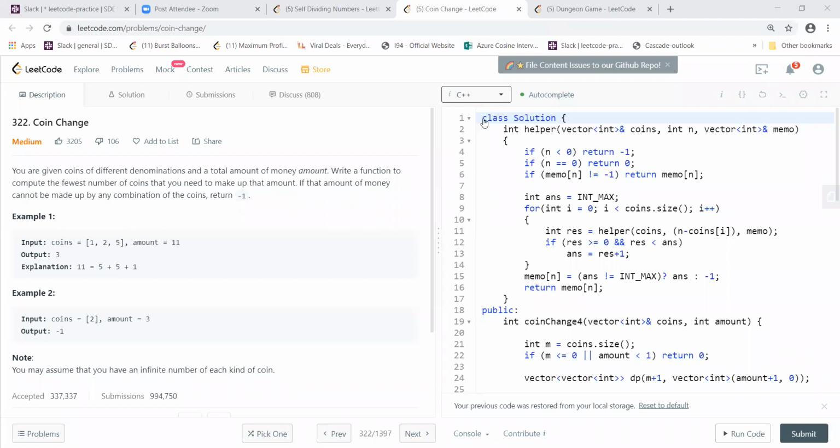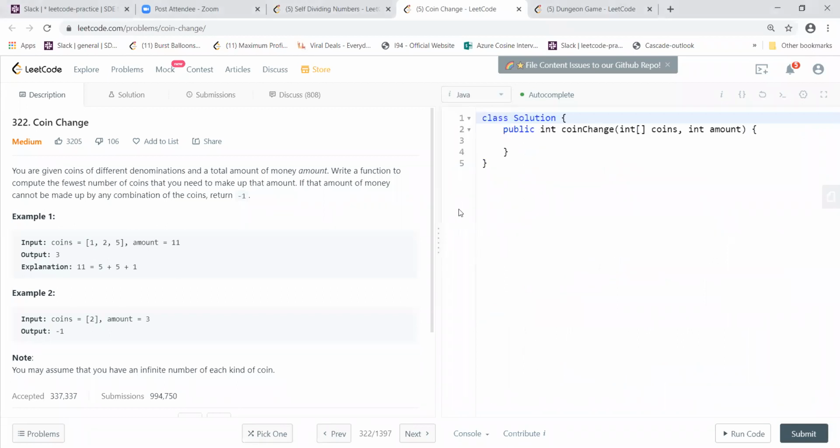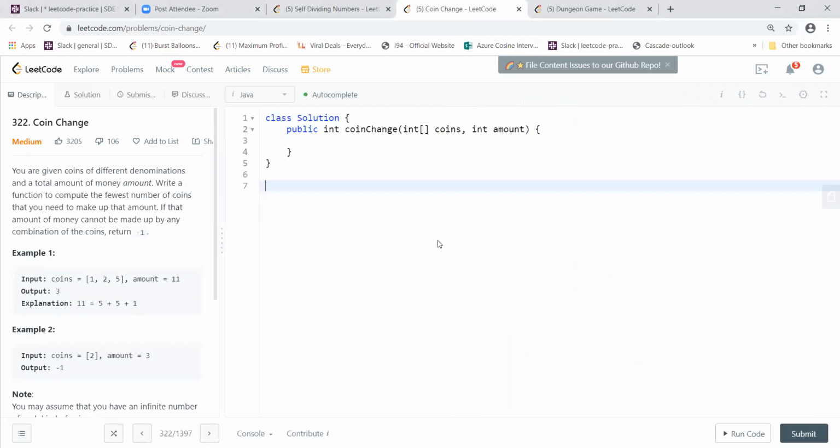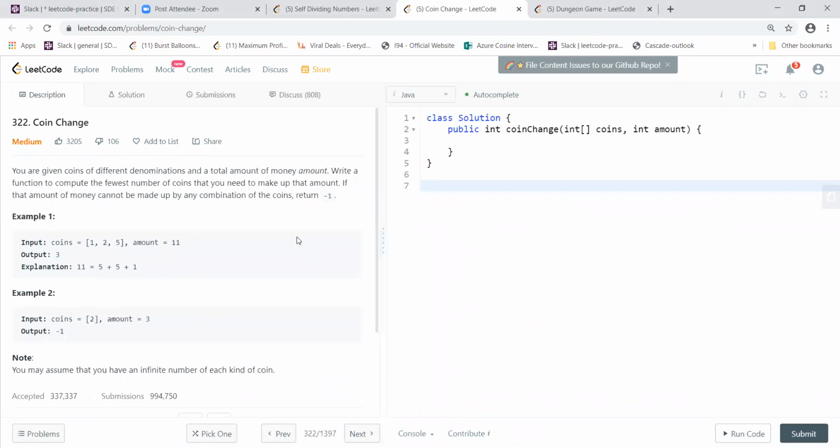Okay, so this next problem is about the coin change, and I think we did this one yesterday, right? Yeah. So it says you are given coins of different denominations and a total amount of money. So we need to find the fewest number of coins that you need to make up that amount. And if that amount of money cannot be made, then we need to return -1. That's the only thing over here.